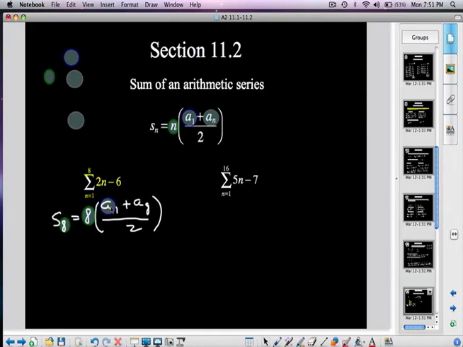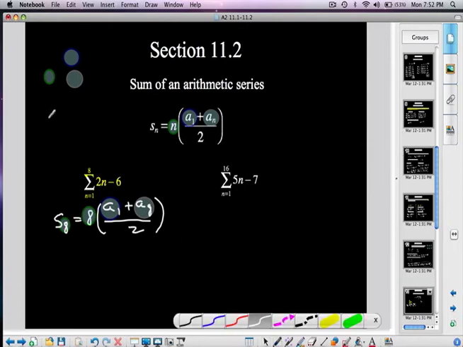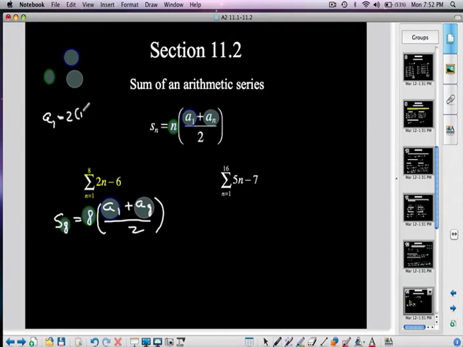I have a sub 1 and I have a sub n. Now in order to do this, of course, I need a sub 1 and I need a sub n. Well, remember, I can use the rule to find that. I know that a sub 1 was equal to 2 times 1 minus 6. Well, 2 minus 6 is negative 4. And I know that a sub 8 would be equal to 2 times 8 minus 6. 2 times 8 is 16. 16 minus 6 is 10.